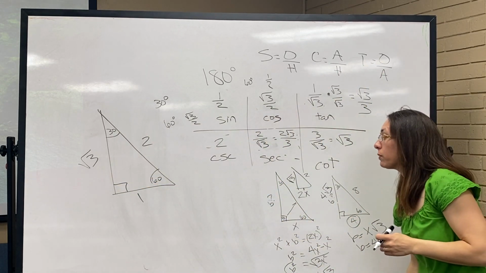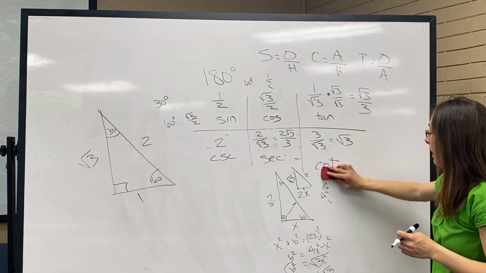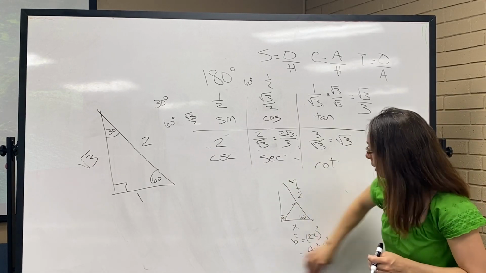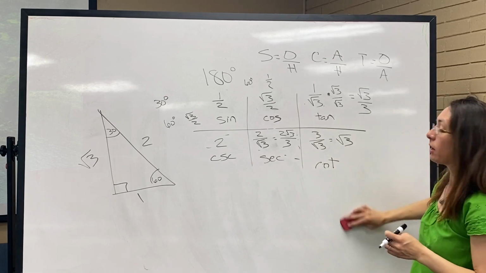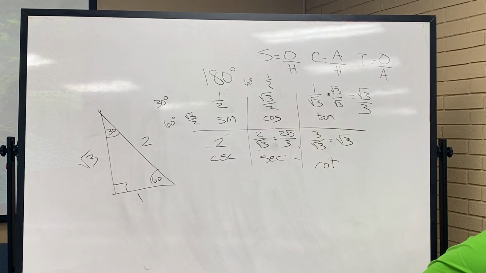So these 3 angles set up in your table is what you need to have memorized, and you need to know how to work through those problems for your homework.